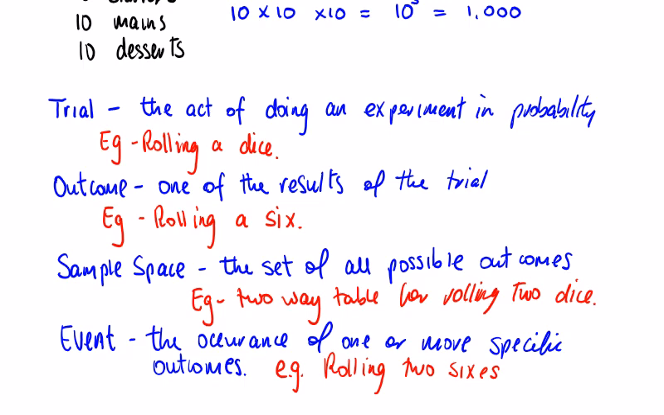A sample space is the set of all possible outcomes, for example a two-way table for rolling 2 dice, which we're going to see now. And an event is the occurrence of one or more specific outcomes, for example, rolling 2 6s. So let's have a look at a two-way table. Write all these words and their examples into your copybooks before taking down the two-way table for 2 dice.